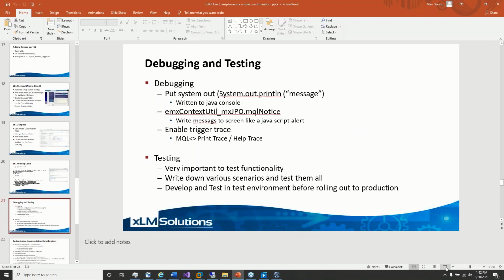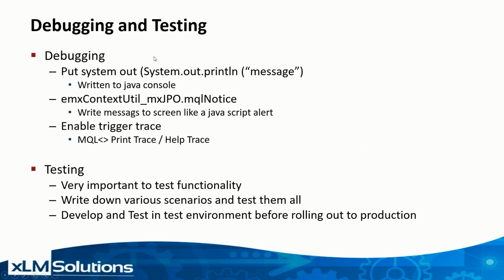So with all that being said, obviously for any customization, debugging and testing is extremely important. Based on whether you're using Java code or other code, there's ways to put system outs, log files, messages to help debug the clients, enabling traces. So there's various mechanisms you can put in place to support the debugging as necessary.